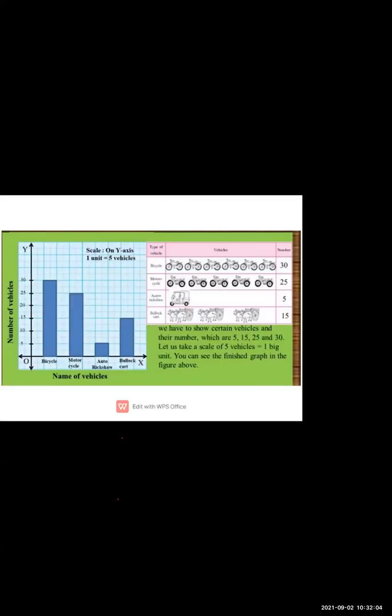See here how the pictogram is converted into a bar graph. Now see, it is very difficult to draw the pictures. Now it is ready made, it is given to you, that's why you are saying ma'am it is easy. But no, when you draw the pictures, then you will come to know it is very difficult to draw the pictures. So how is the pictogram converted into a bar graph? See, the number of bicycles is 30, as we also found out the answer 30.